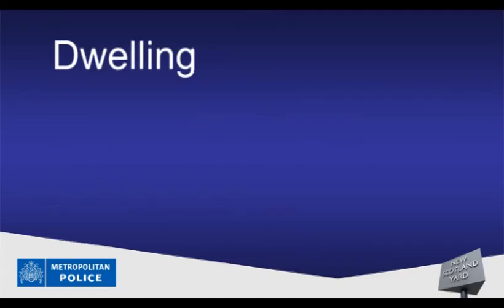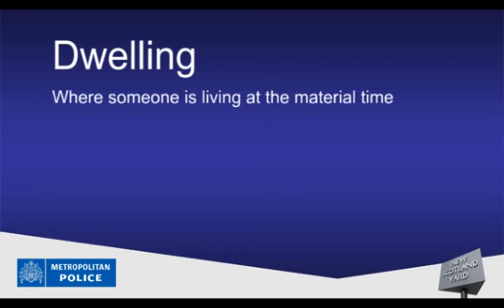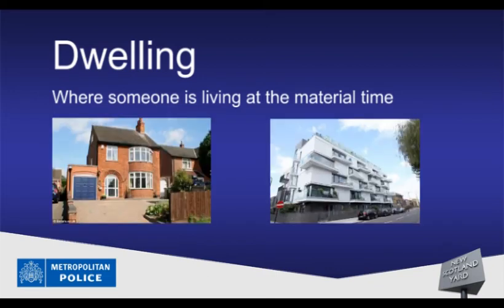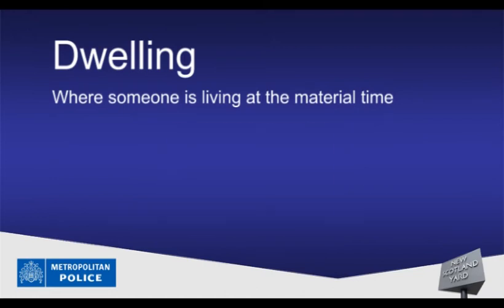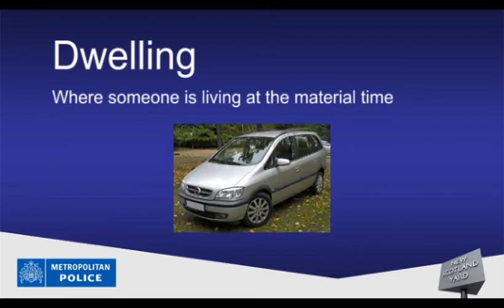Whilst mentioning dwelling, let us check our understanding of a dwelling. A dwelling is where someone is living at the material time. The obvious would be a house or a flat, but would also include a boat, a caravan, and even a car if someone is living in it at the material time.